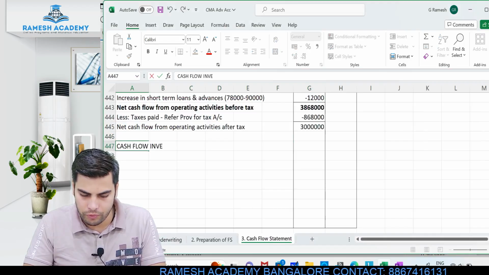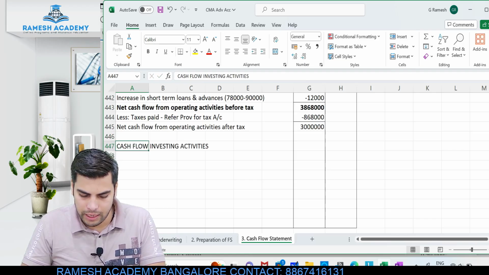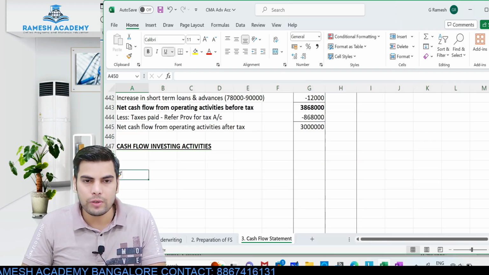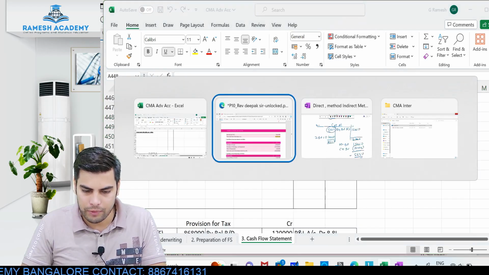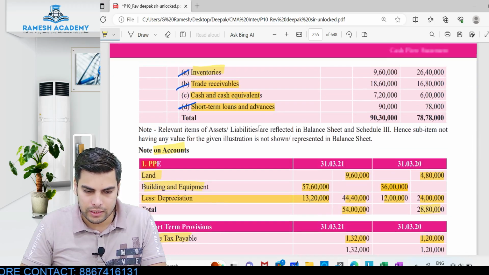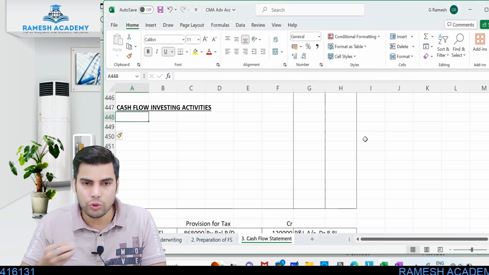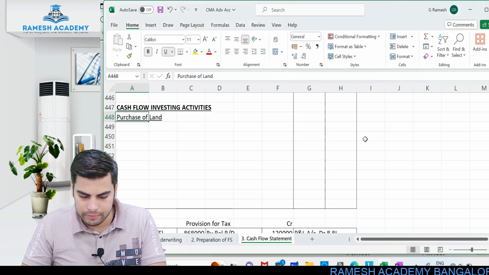Cash flow from investing activities or investment activities, both are one and the same. When it comes to investment activities, we'll be referring to the long-term assets and investments. In the balance sheet, look at the fixed assets, that is property, plant and equipment. Land from 4,80,000 has increased to 9,60,000. It means you purchased some additional land.